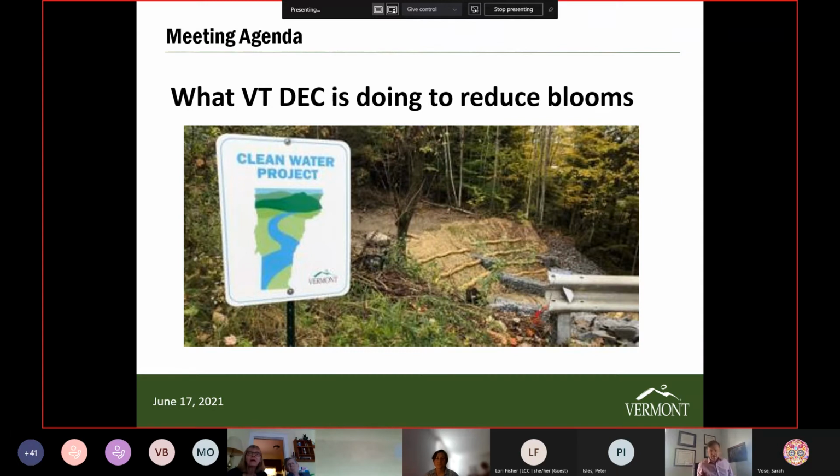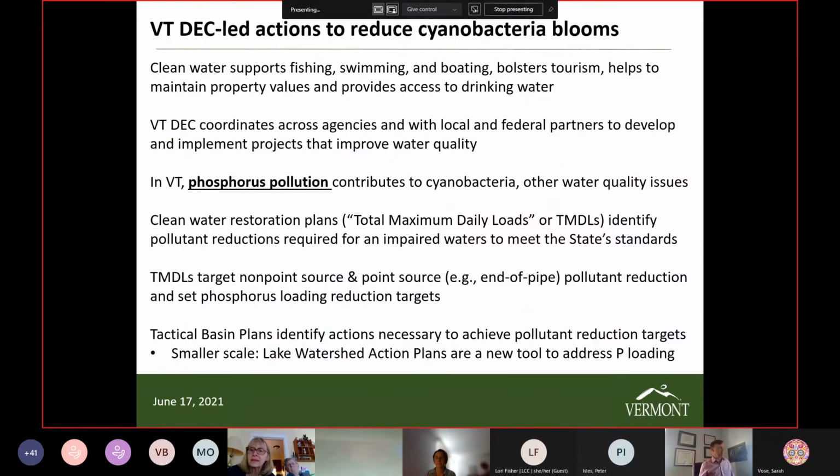a slide here with some information about what Vermont DEC is doing to reduce blooms. We're a bit behind schedule, but this is the last section of the presentation, and then we'll get to question and answers. Thanks for your patience so far. And this will be a very, very whirlwind tour of what some of Vermont Department of Environmental Conservation is doing to reduce the frequency and magnitude of cyanobacteria blooms in our public waters.